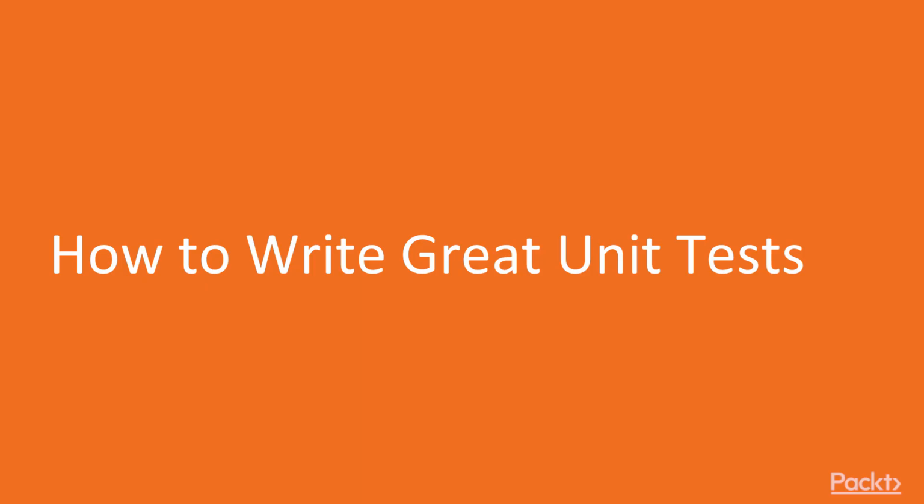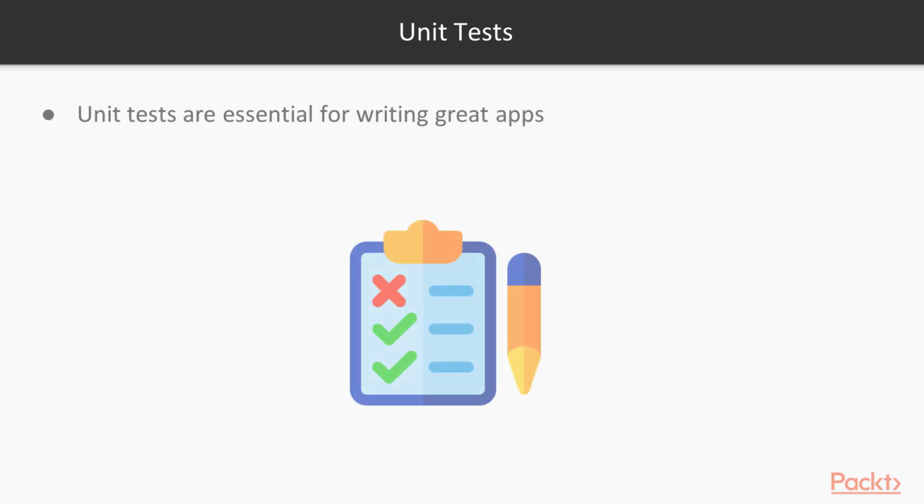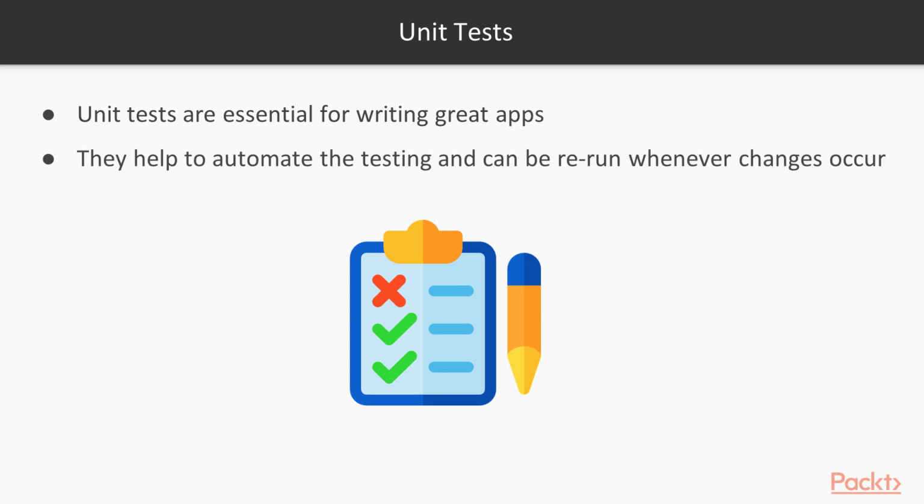How to write great unit tests. Unit tests are essential for writing great apps. Why? Because they automatically test critical parts of your code. The best thing is, you can always rerun those tests whenever you make slight changes, so you can make sure you didn't break any of the existing functionalities with your changes. I would say, let's get started.